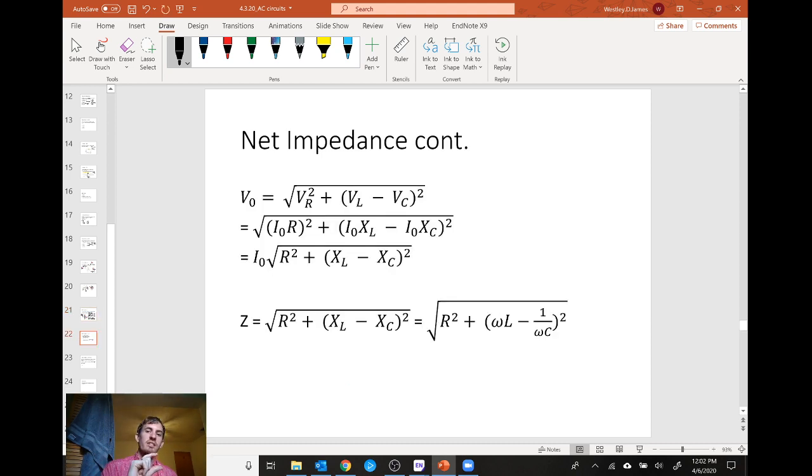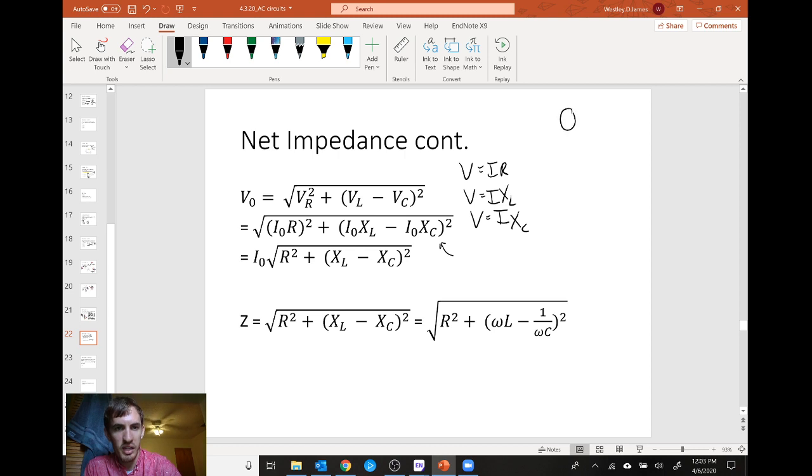Now what we're going to do is plug in, remember that V equals IR, or V equals IXL, or V equals IXC. Okay, they're all in series. This is what our circuit looks like. It's an AC power supply hooked up to a resistor, a capacitor, and an inductor. In series, current is constant.